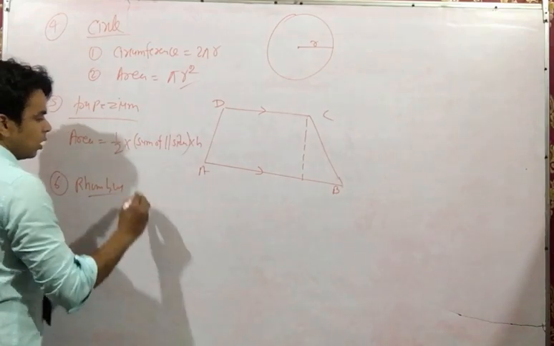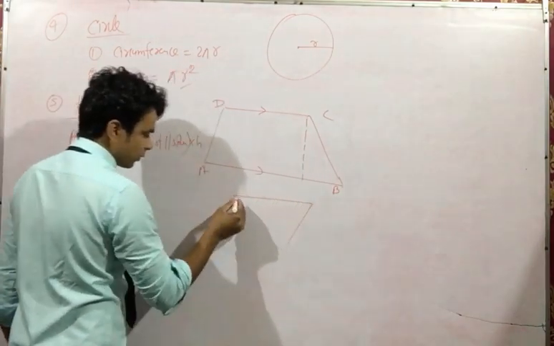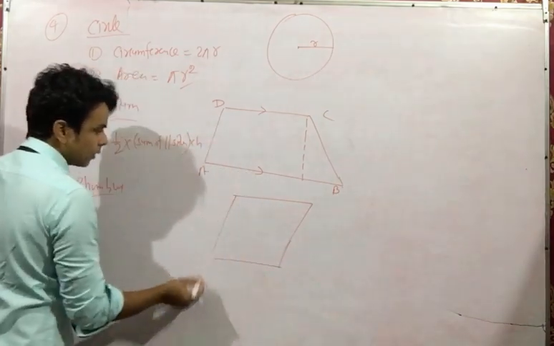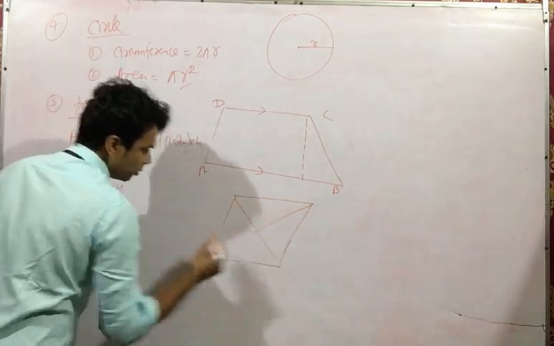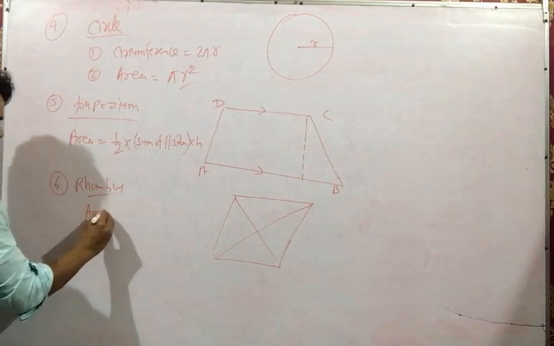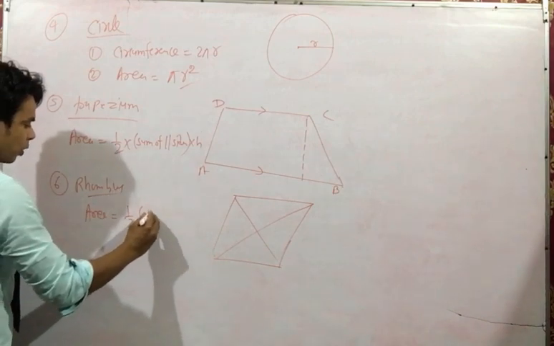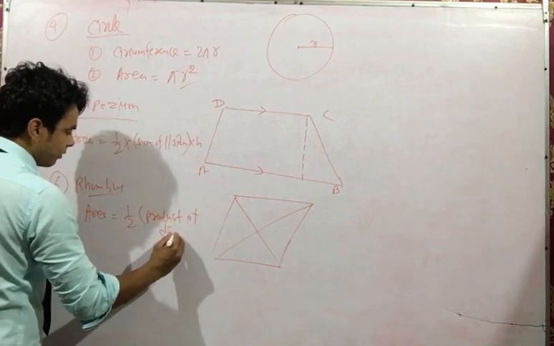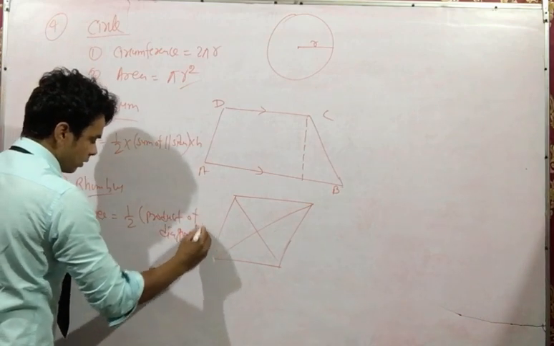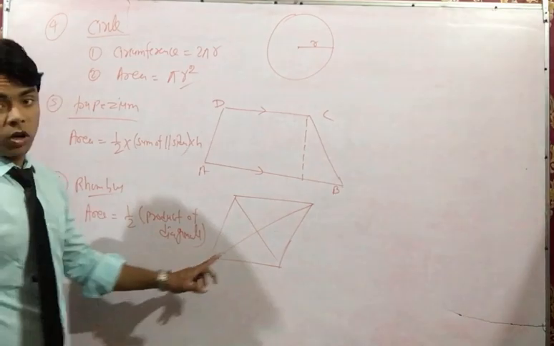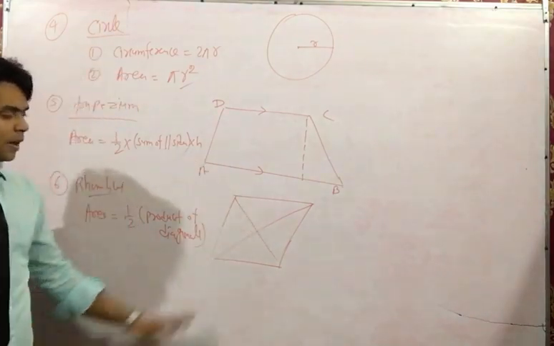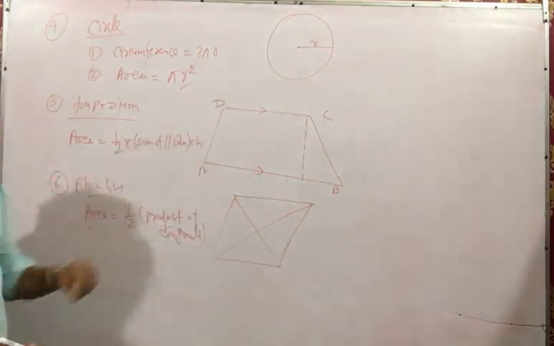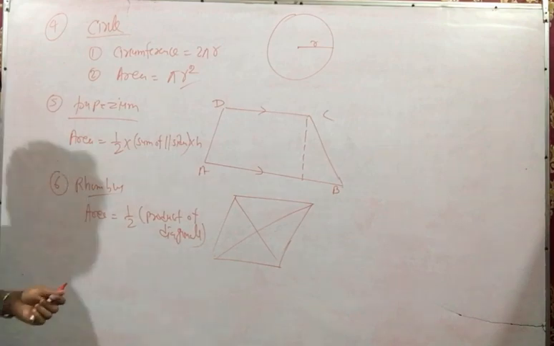Rhombus. And for rhombus, you know what is the area? This is diagonal 1, this is diagonal 2. The area is how much? Half into product of diagonals. Okay, and what about the perimeter? It is 4 into side. It's very simple. Okay, so these were all the 2D shapes.